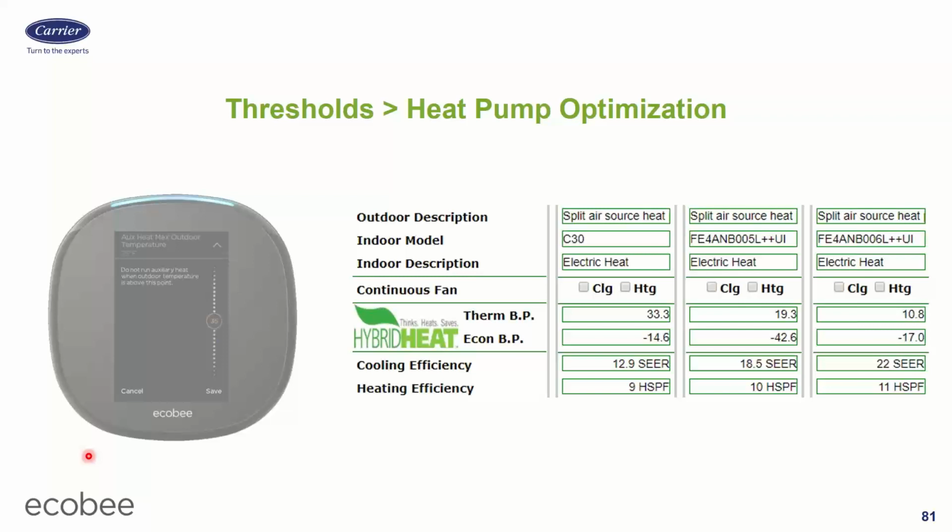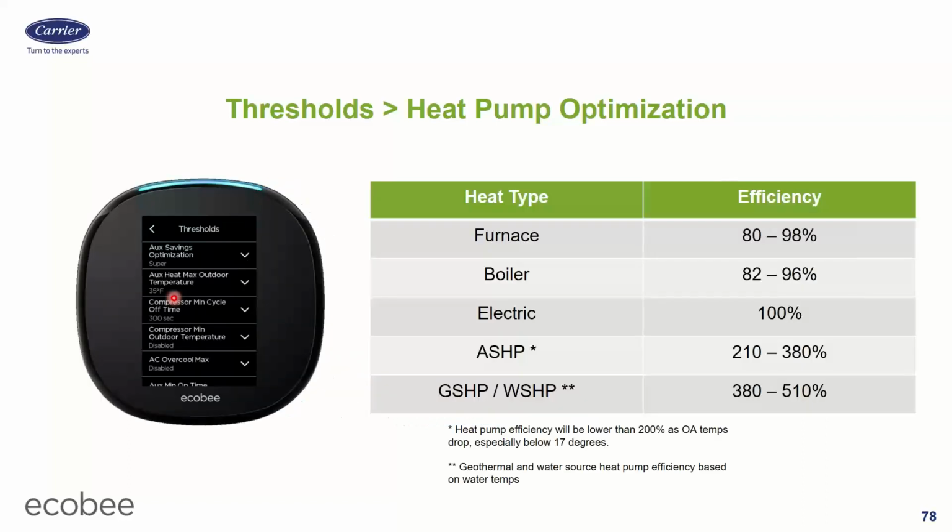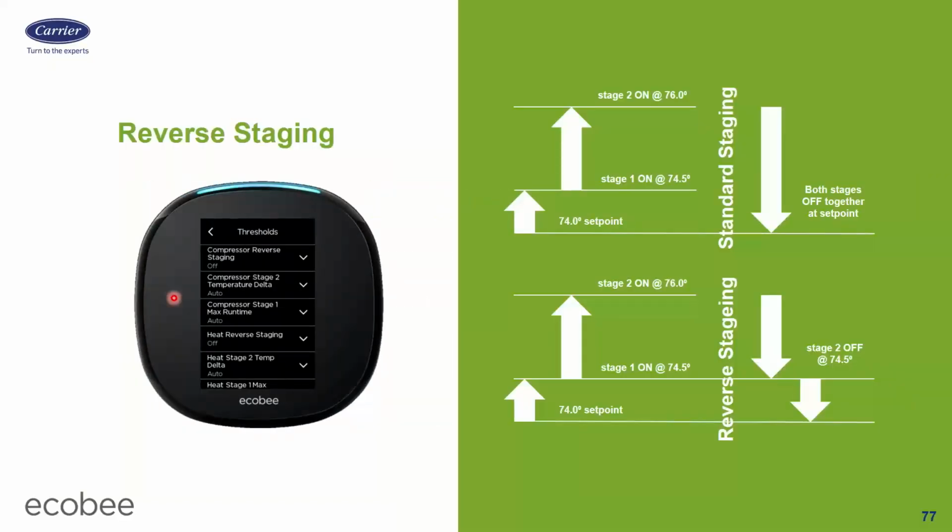Stephen asks, are these thresholds available in all models of Ecobee? And he asked that at 2:15, so we probably were on this slide. So yes, if you configured the Ecobee for a heat pump, then you would have this auxiliary heat max temperature. If you're talking about some of these other ones that we were just talking about, with the reverse staging and things like that, that would only be available if you told it you had 2-stage heat or 2-stage cooling. If you told it you had single-stage heat or single-stage cooling, then you wouldn't see these choices.